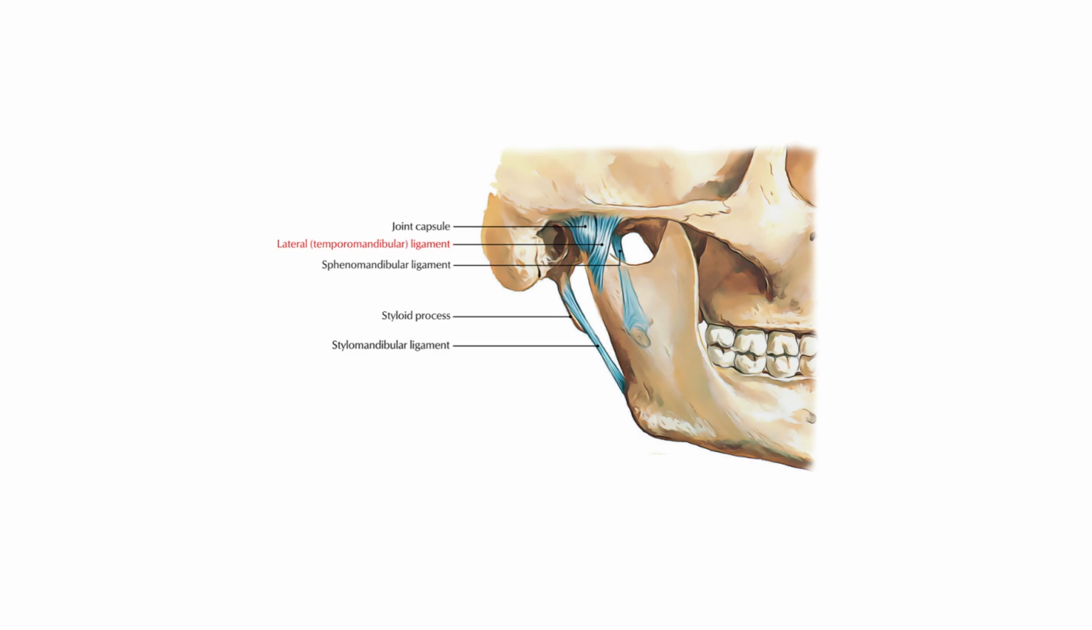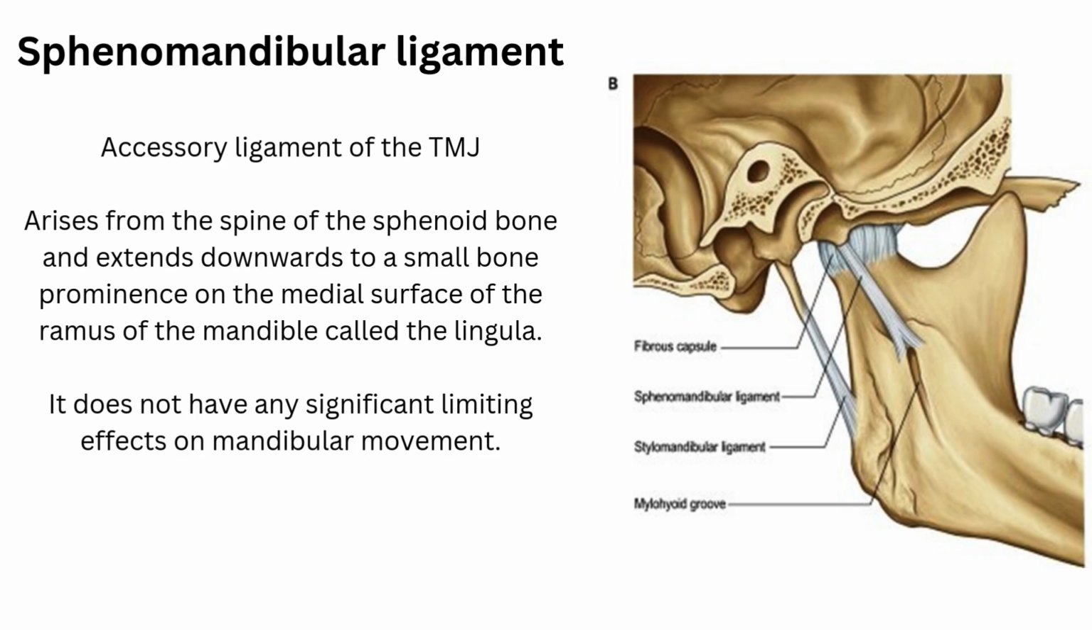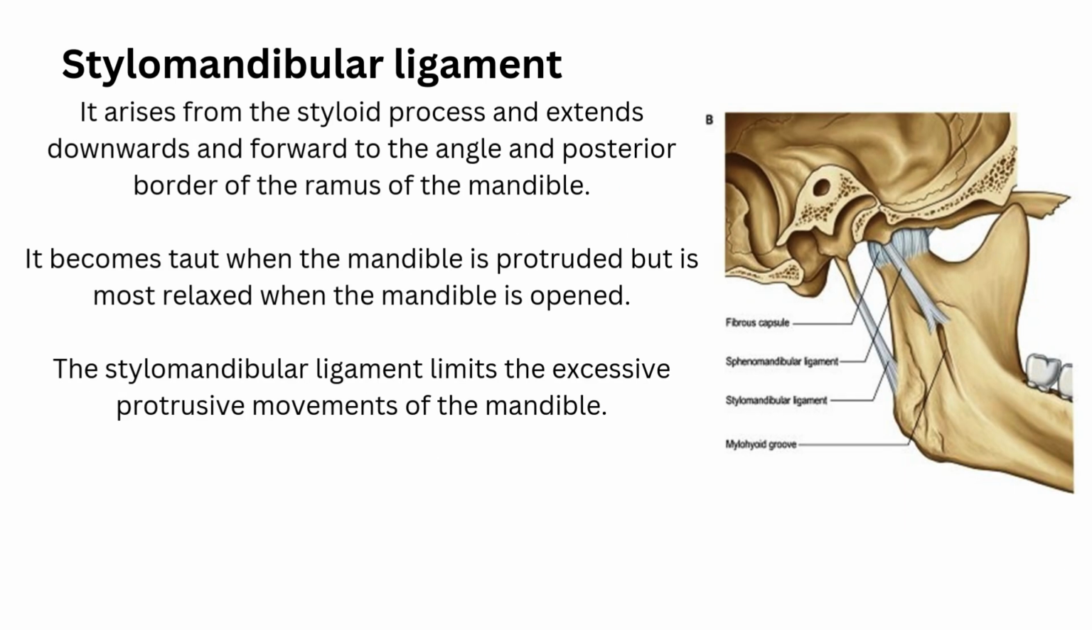Let's move on to the accessory ligaments. So the first one is the spinomandibular ligament. The name itself says that the ligament arises from the spine of the sphenoid bone. Okay, it extends downwards to a small bony prominence on the medial surface of the ramus of the mandible, which is called the lingula. Okay, and it helps in limiting the mandibular movement. Got it?